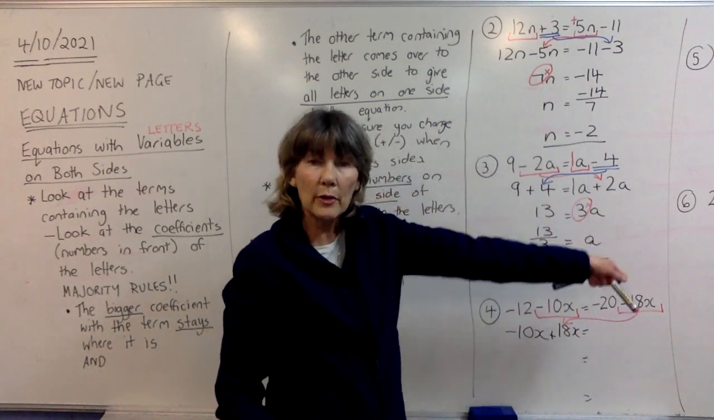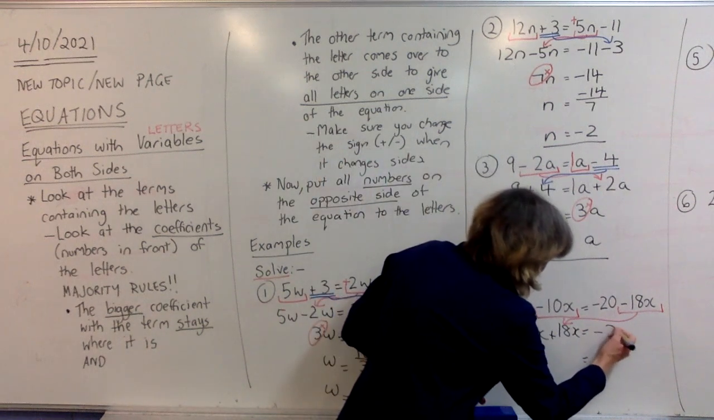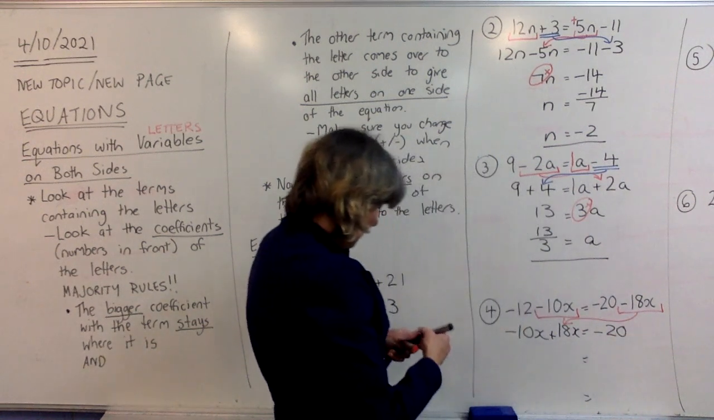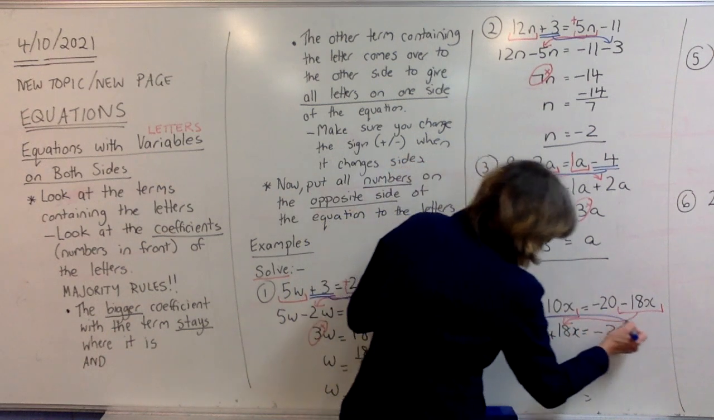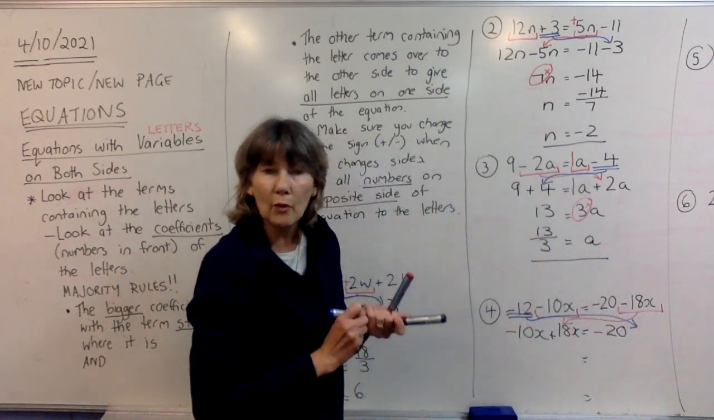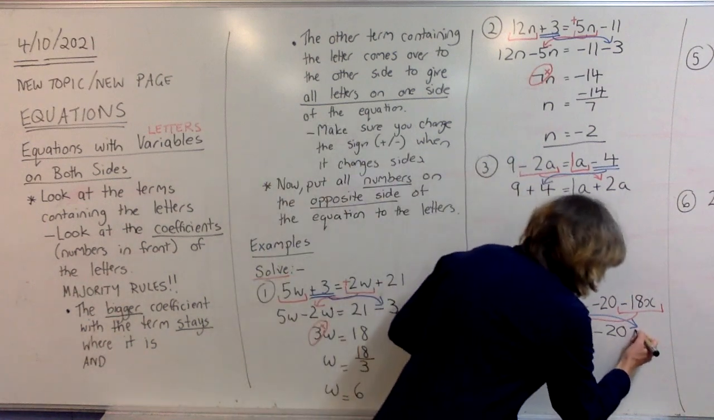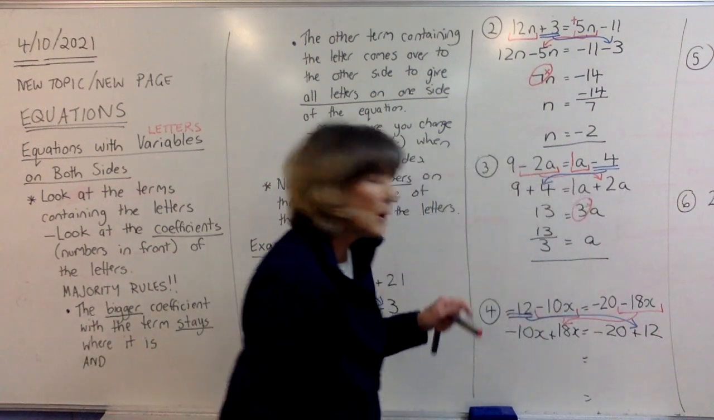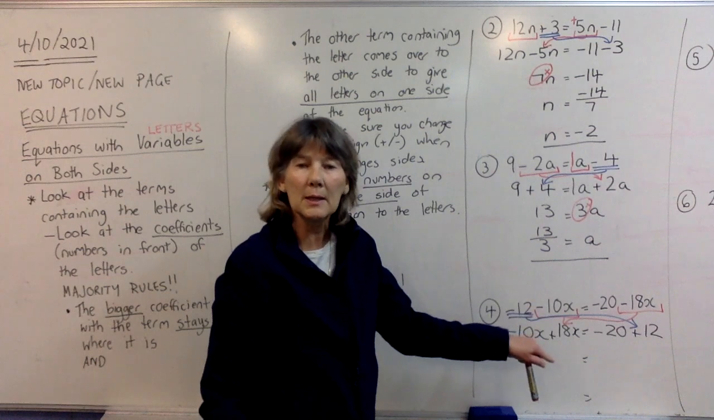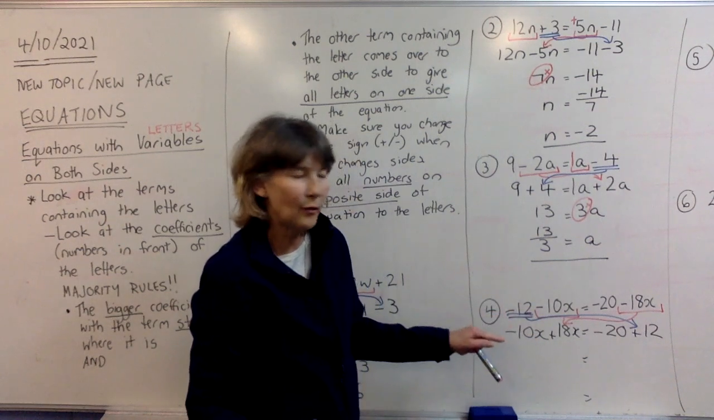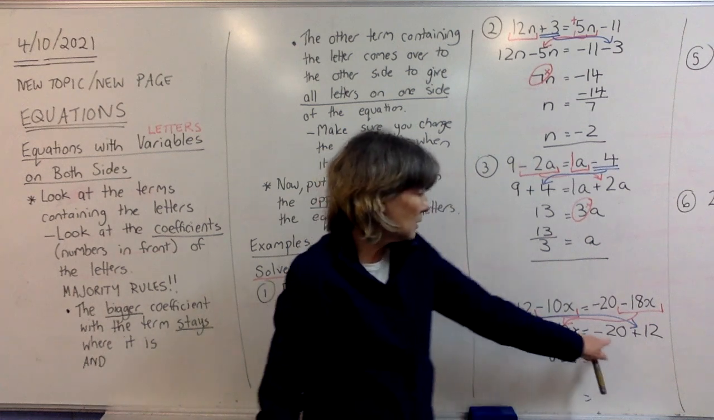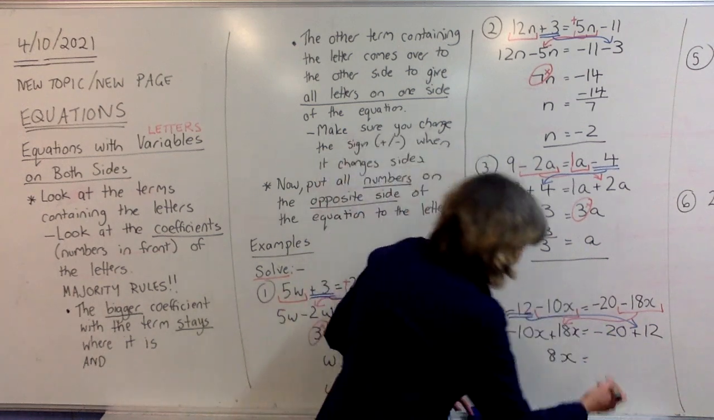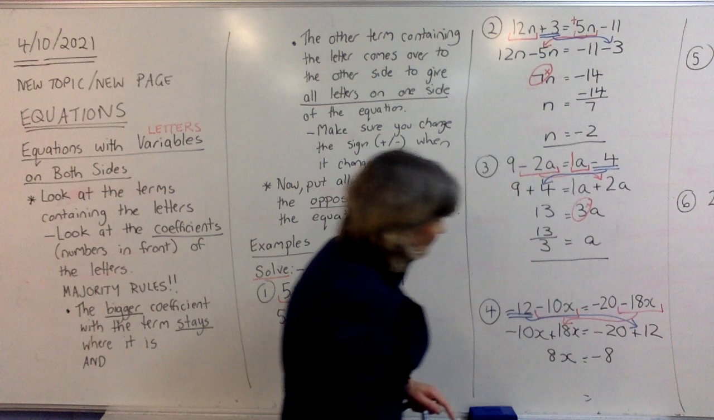Now our numbers are on the right-hand side, so we have minus 20. This number here is coming across to join it. So over we go. Minus 12 will become plus 12 when it comes over there. And now we're collecting. So minus 10 plus 18, if you don't trust yourself, use your calculator, gives you 8. Put the x on the end. Minus 20 plus 12 is minus 8.